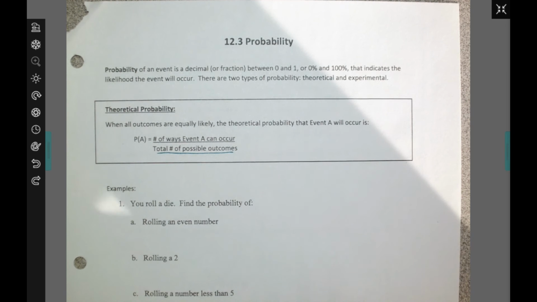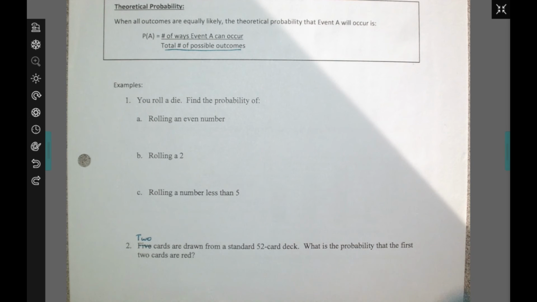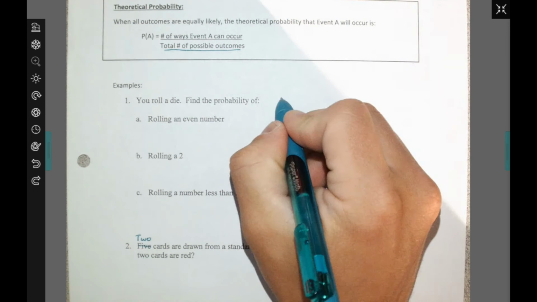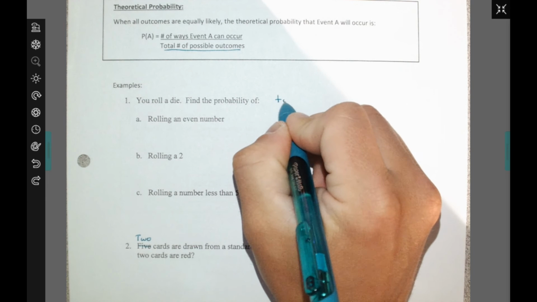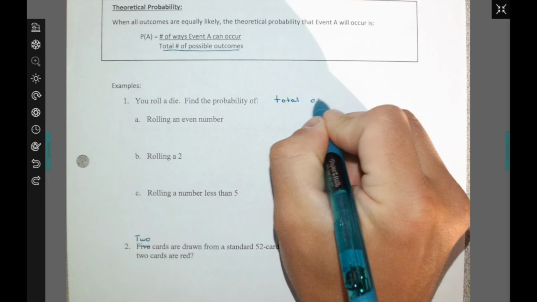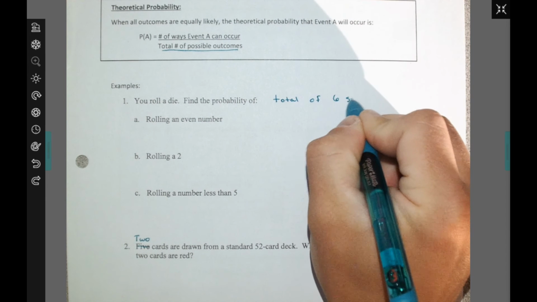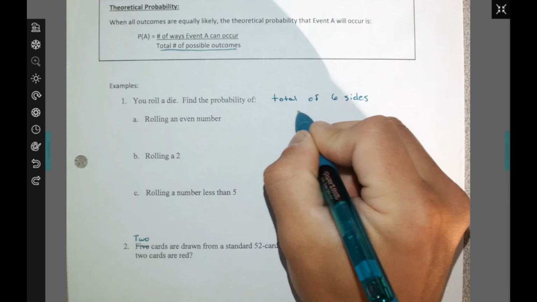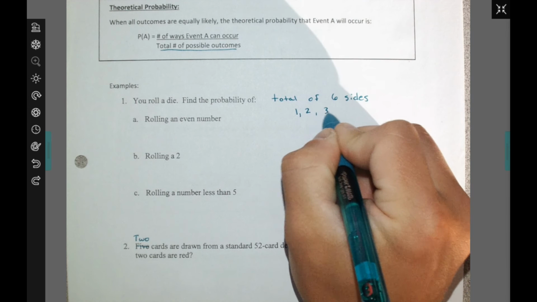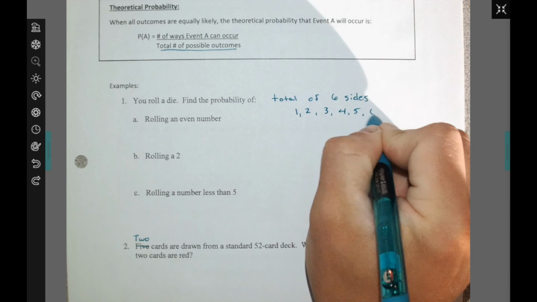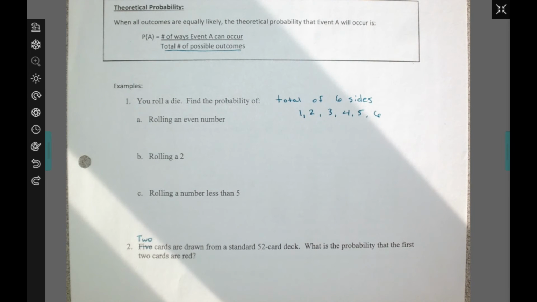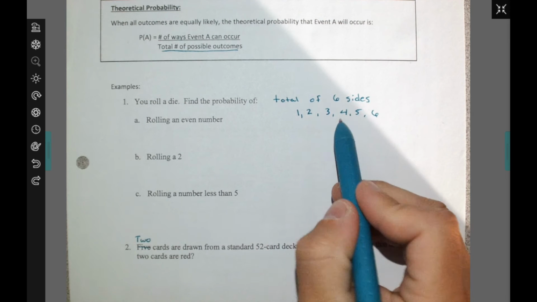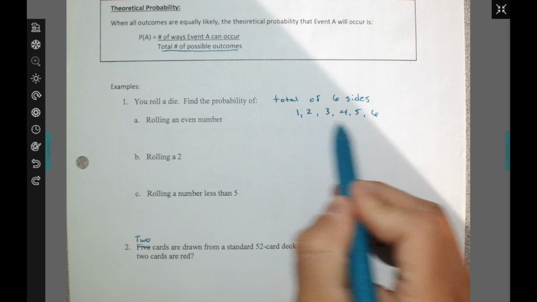So jumping right in, we're going to be rolling a die, for example, 1. When you roll a die, there's going to be a total of 6 sides, numbered 1 through 6. You've got 1, 2, 3, 4, 5, 6. So when we roll a die, there are 6 different possible outcomes that can occur. You can have any of these numbers facing up.